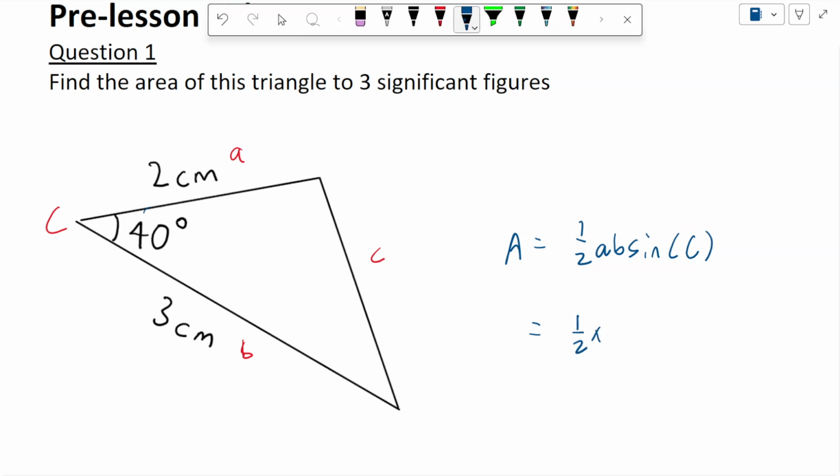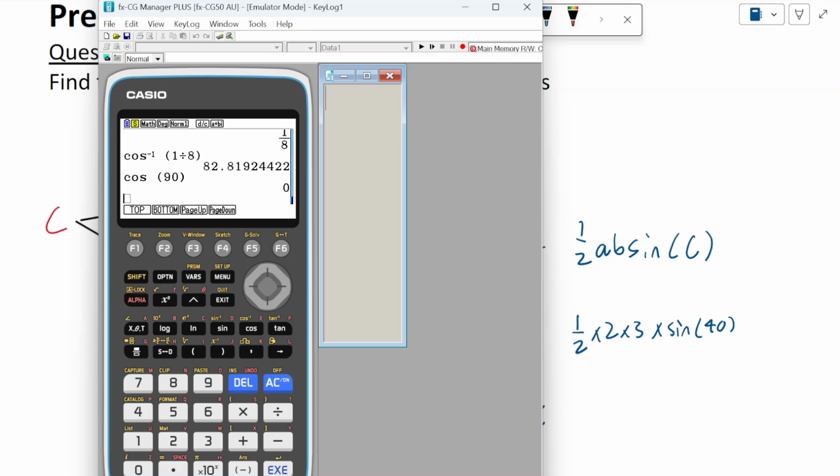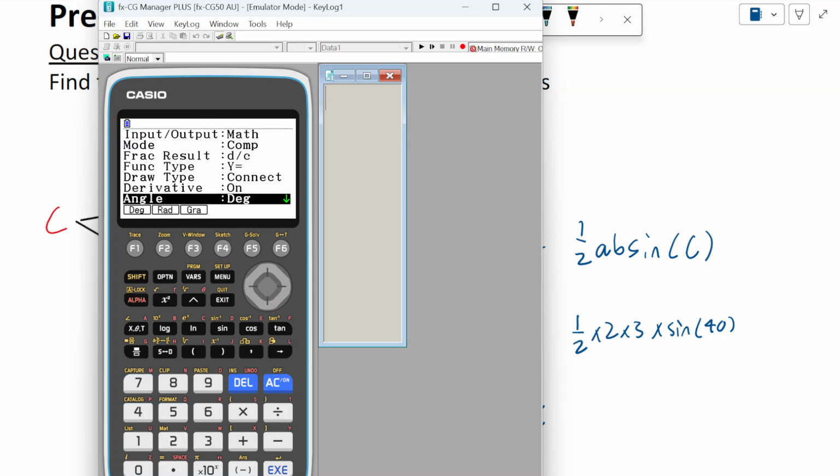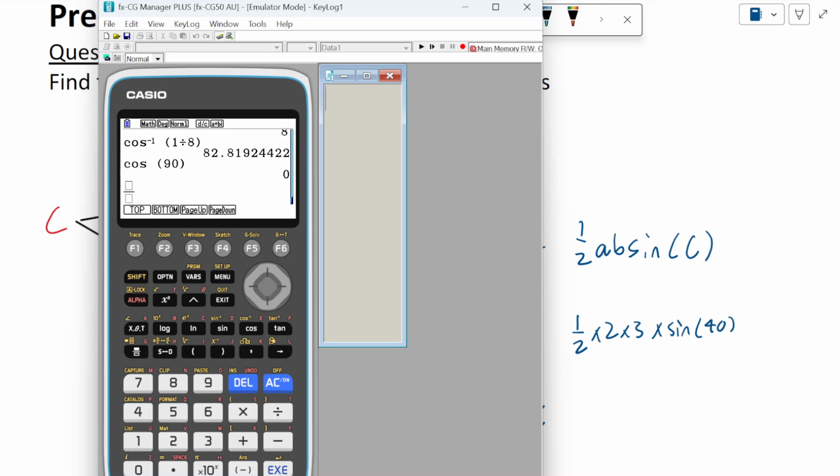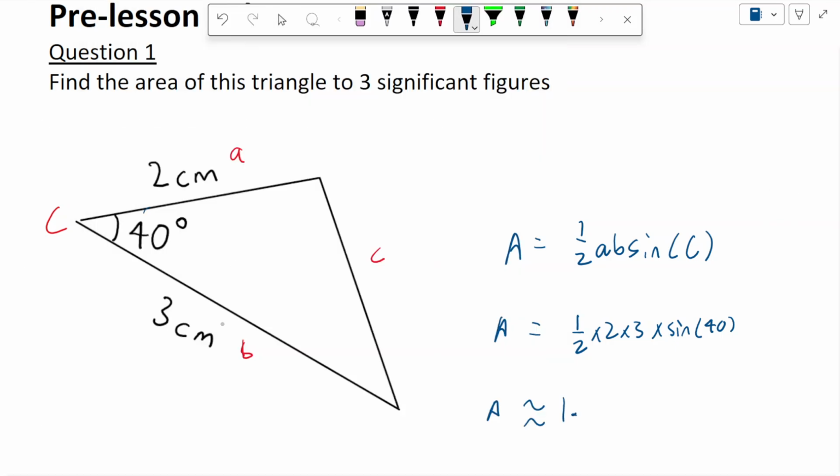So we get half times 2 times 3 times sine of 40, and that is something you can just pop into a calculator. Make sure you're in degrees, so set it up to degrees there. So we've got 1 over 2 times 2 times 3 times sine of 40. Bam, 1.93 centimeters squared, because we were measuring in centimeters originally.